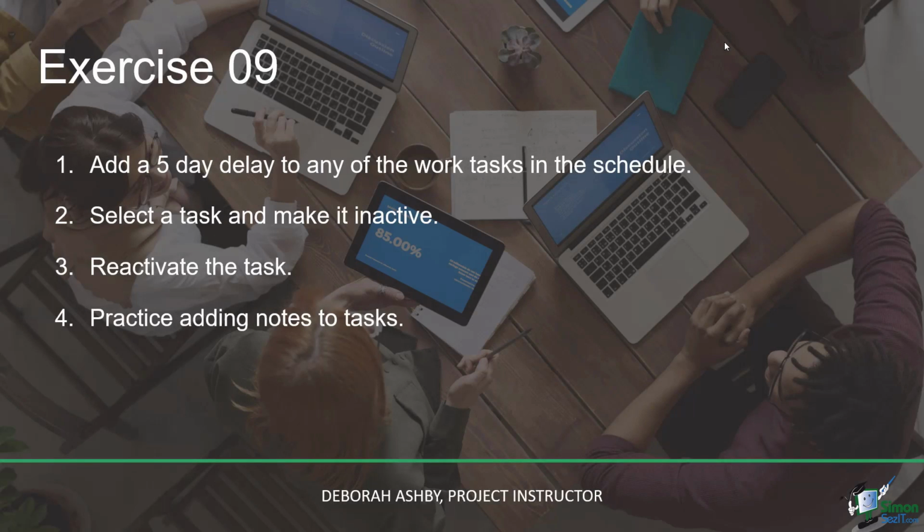In this exercise, exercise 9, I'd like you to practice some of the skills that you've learnt in this section of the course. So the first thing I'd like you to do is to add a 5-day delay to any of the work tasks in the schedule. I'd then like you to select a task and make the task inactive. Once you've done that, I'd like you to reactivate the task. And then finally, I'd like you to practice adding notes into tasks and formatting them. That's it, pretty straightforward. If you'd like to see my answer, then please keep watching.